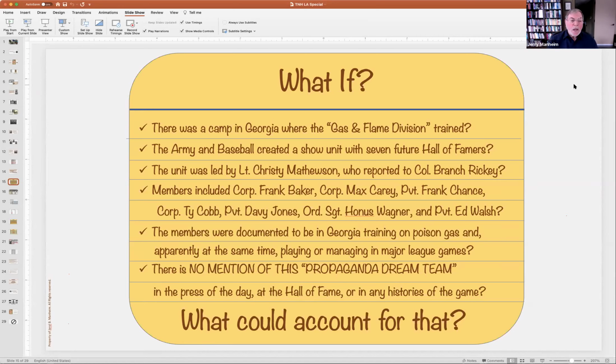The unit was led, let's say, by Lieutenant Christy Mathewson, who, not captain, but second lieutenant actually, who reported to Colonel Branch Rickey. And included in this unit were Corporal Frank Baker, Corporal Max Carey, Private Frank Chance, Corporal Ty Cobb, Private Davy Jones, Ordnance Sergeant Honus Wagner, and Private Ed Walsh.